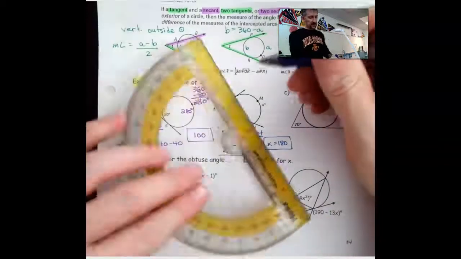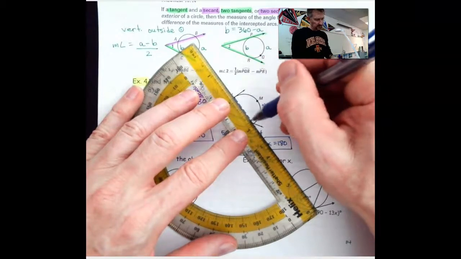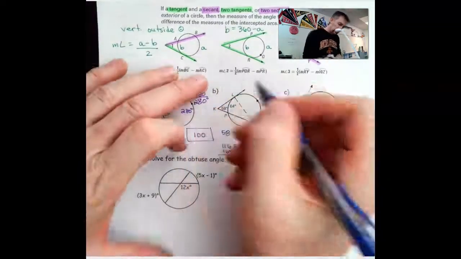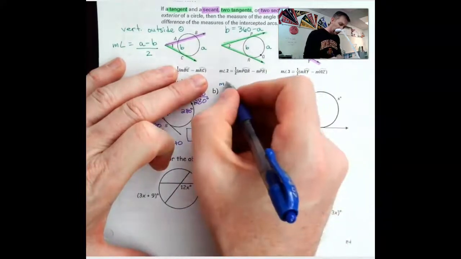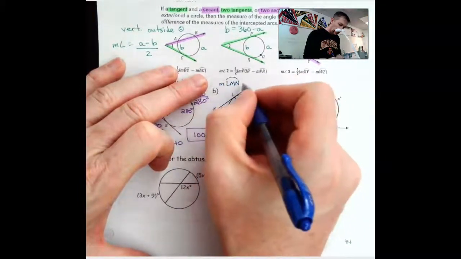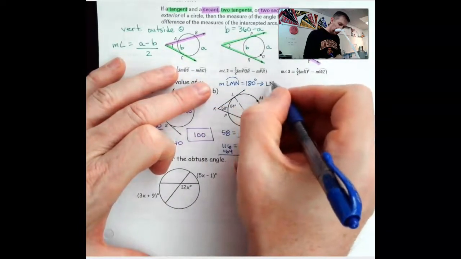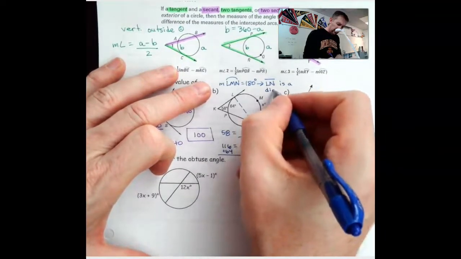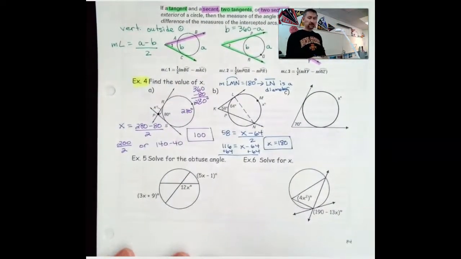Now if you think about that for a few seconds, if that arc is 180, okay, so the measure of arc LMN equals 180, that means that segment LN is a diameter. All right. They didn't ask us anything about that. I'm just noticing that from there.